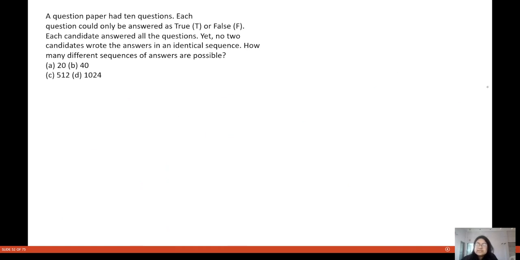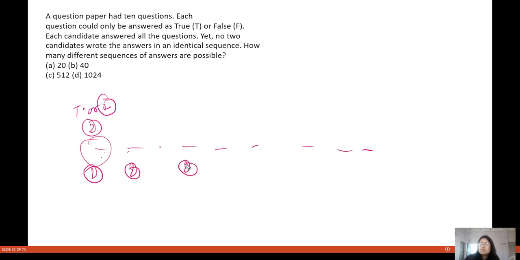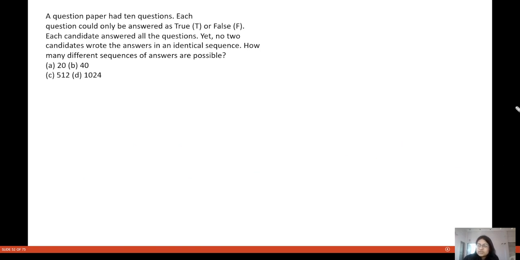This is very simple. I hope everybody is able to get it. See what we are having. We are having 10 questions, and we have to find the number of different kinds of sequences. That is basically nothing but in how many ways you can answer these. Each place you can mark two kinds of answer, either true or false. So this one two, this one two, and so on. So you will get 2 to the power 10. This is how you do these kinds of questions.